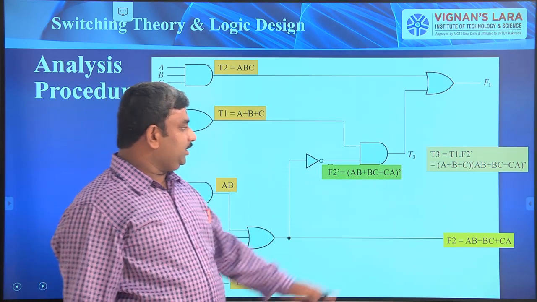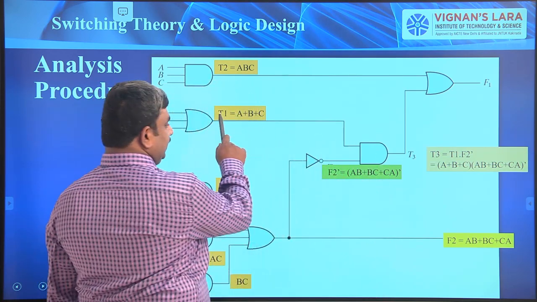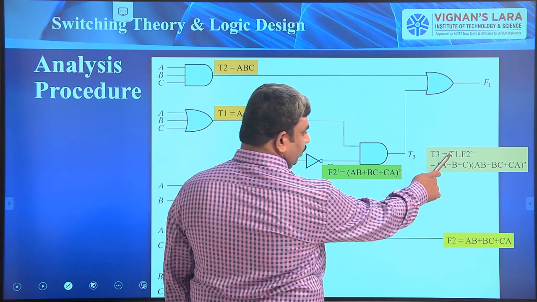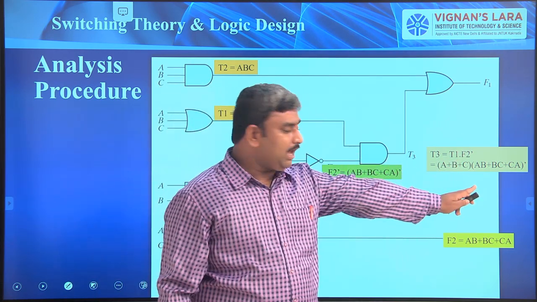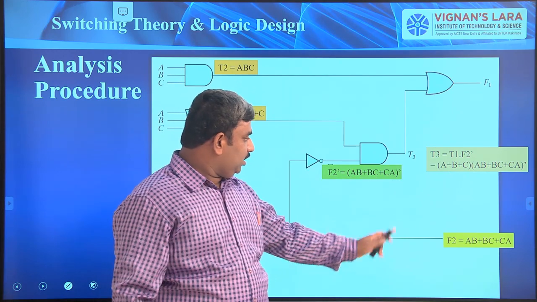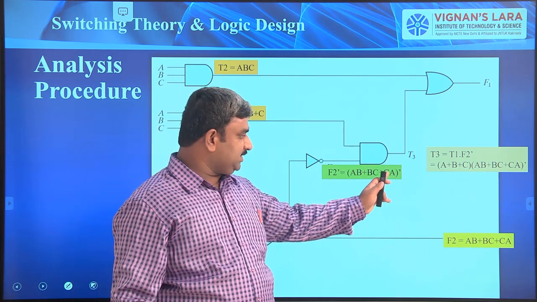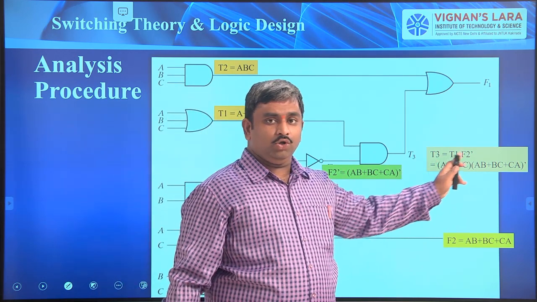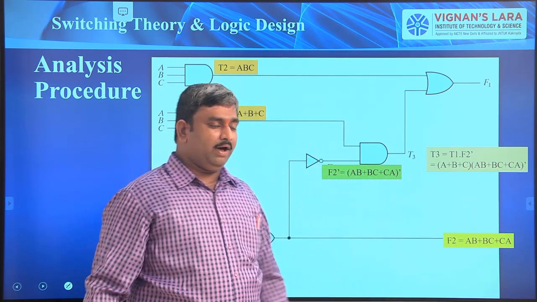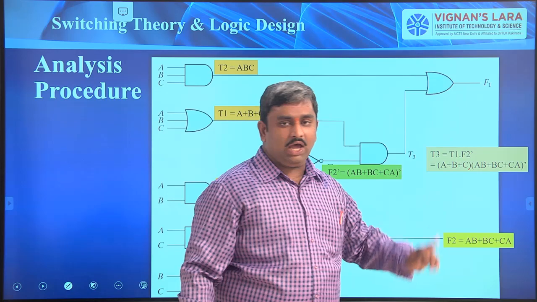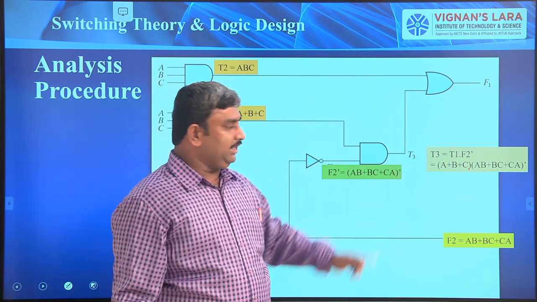Next, T3 is equal to T1 into F2 bar. T1 is equal to A plus B plus C, and F2 bar is equal to AB plus BC plus CA whole bar. You have to use an AND operation in between these two. So that is T3.